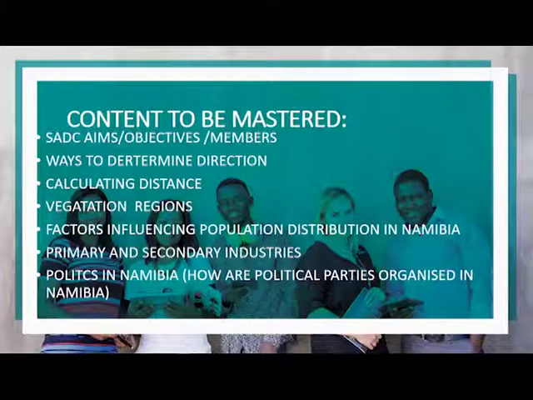And then the next one there is vegetation regions. We have various vegetation regions. Master them: the tropical grasslands, the tropical deserts, the tropical savannas, and all that. So it is important that you master those regions. You should know. Maybe you might be given a map where you will have to identify where you find what, or you will be asked to explain them.